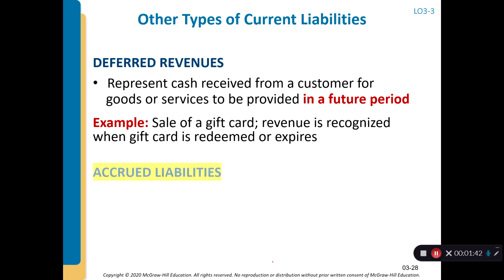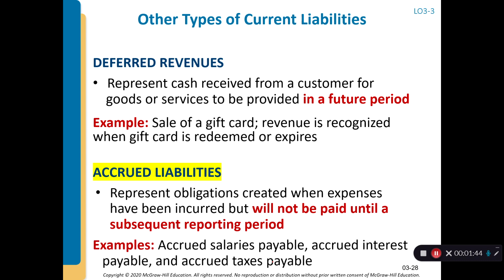And the other kind of current liability I want to talk about is deferred revenue. In financial accounting, some of you have a hard time grasping this concept. What this means is that it's representing the cash received from the customer for goods and services to be provided in a future period, right?